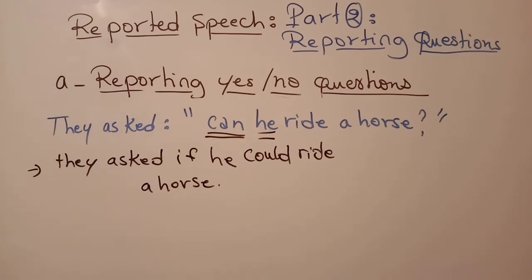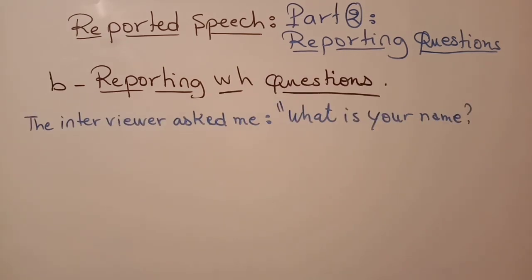Right? Good. Okay, now let's study reporting WH questions. How to report WH questions. In reporting WH questions, we follow the same steps as in reporting yes or no questions. So we change the question structure into statement structure, and then we apply tense, time, and place changes if the reporting verb is in the past. The only difference is that the link is different. The link is the WH word.